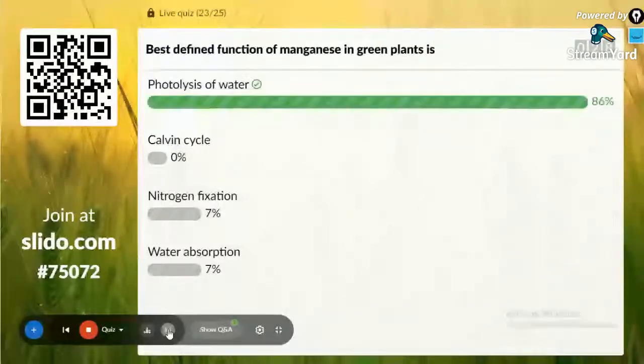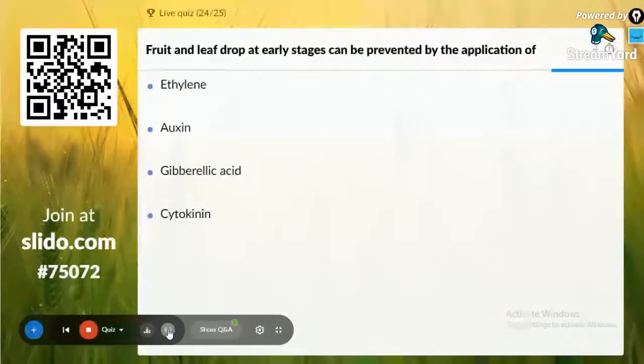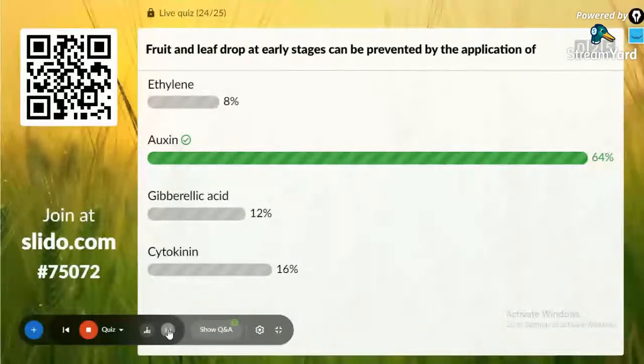Yes, 86% of you guys voted with the correct answer, photolysis of water. Okay, second last question on the screen. Fruit drop at early stages can be prevented by the application of ethylene, auxin, gibberellic acid, cytokinin. Okay, auxin. Auxin is the correct answer for the question.